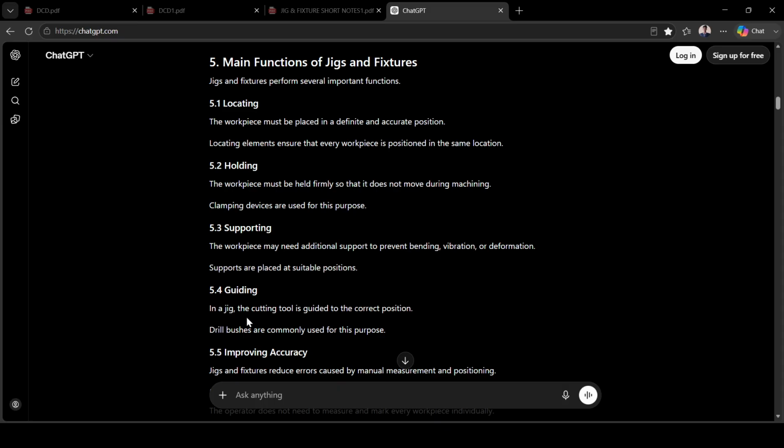The main functions of jigs and fixtures. Jigs and fixtures perform several important functions. The first one is locating. The workpiece must be placed in a definite and accurate position. Locating elements ensure that every workpiece is positioned in the same location. Then holding. The workpiece must be held firmly so that it does not move during machining. Clamping devices are used for this purpose.